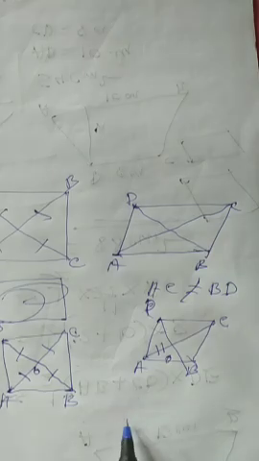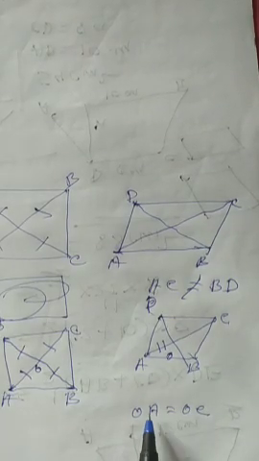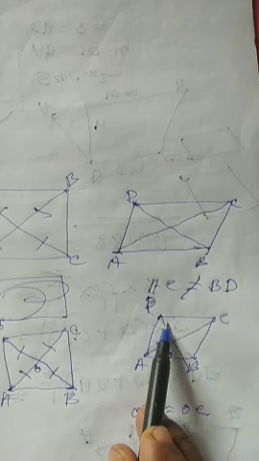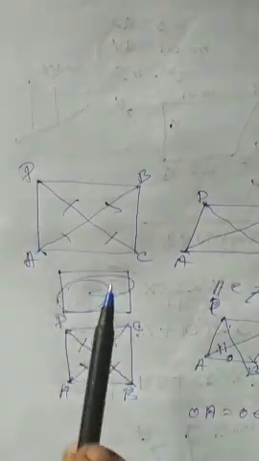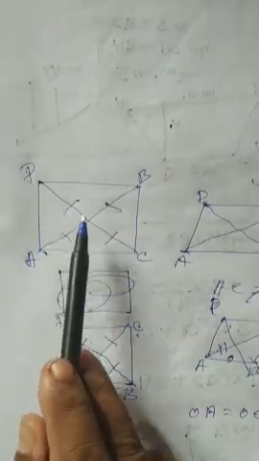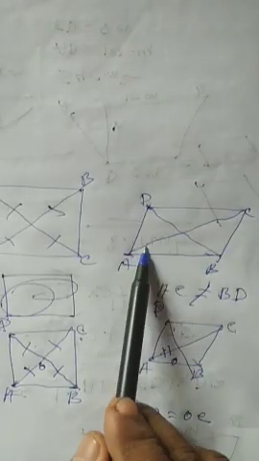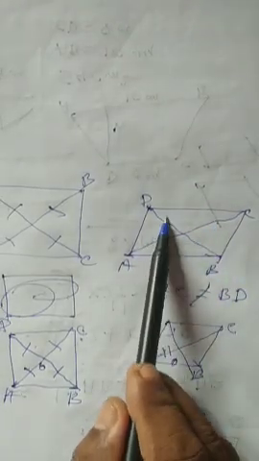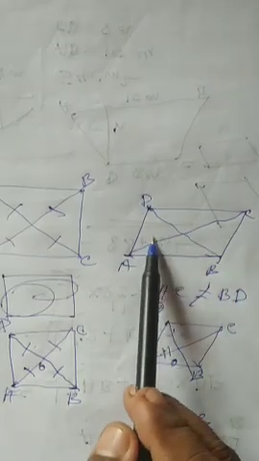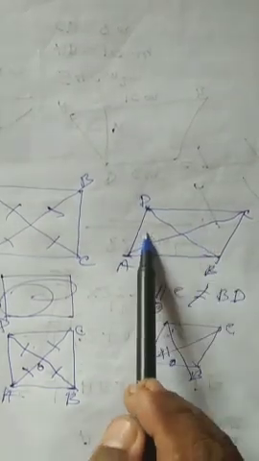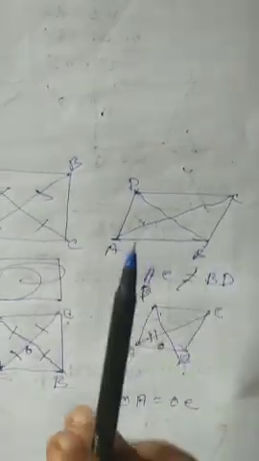That is OA equal to OC. Diagonals bisect but not equally bisect. That is this side not equal to this side. But in a square, this side equals this side. In case of a rectangle, this side equals this side, all sides are equal. But in case of a parallelogram, this side equals this side, but this side not equal to this side. All sides are not equal. Only bisect. Here equally bisect. Here only bisect.